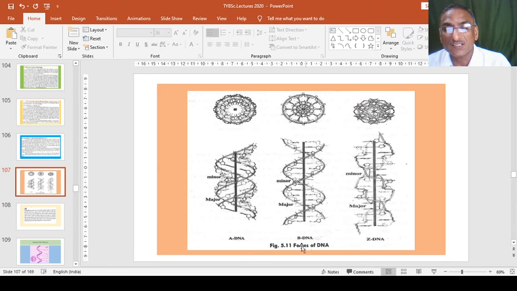So these are the A form DNA, this is B form DNA, this is Z form DNA. If we see from the frontal view, these are the different structures. A DNA is somewhat compressed, B DNA is somewhat relaxed and free, and Z DNA is compact. So we will discuss next.